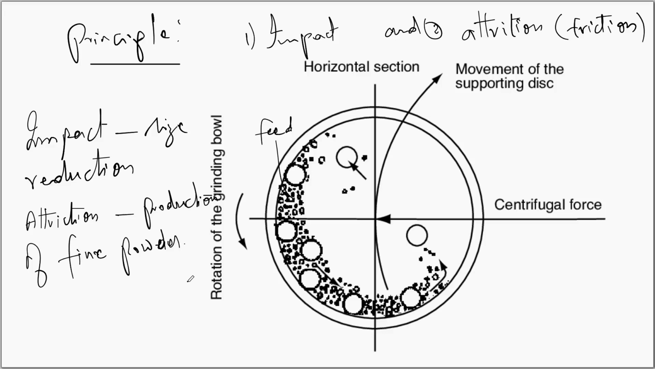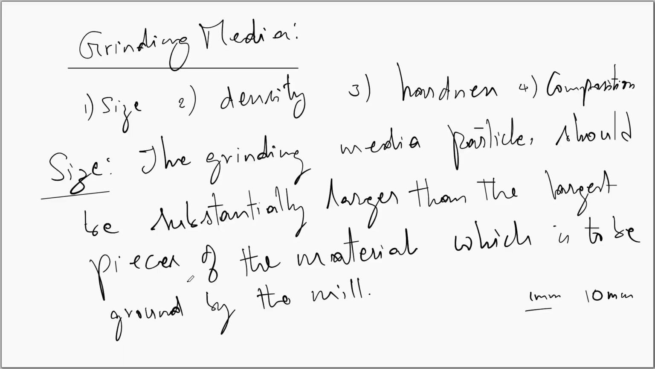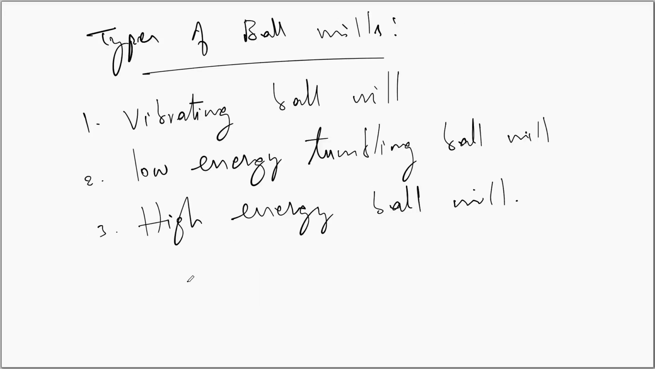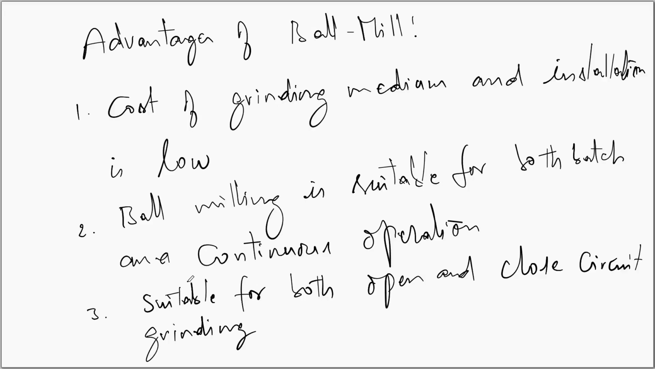The principle involves two different methods. One is impact. The other one is attrition. The impact mechanism causes the size reduction. Friction results in the production of powder. We have seen the desired qualities of the grinding media, that is the balls in the ball milling. They are size, density, hardness and composition. We have seen the types of ball mills: vibrating ball mill, low energy tumbling ball mill, high energy ball mill.